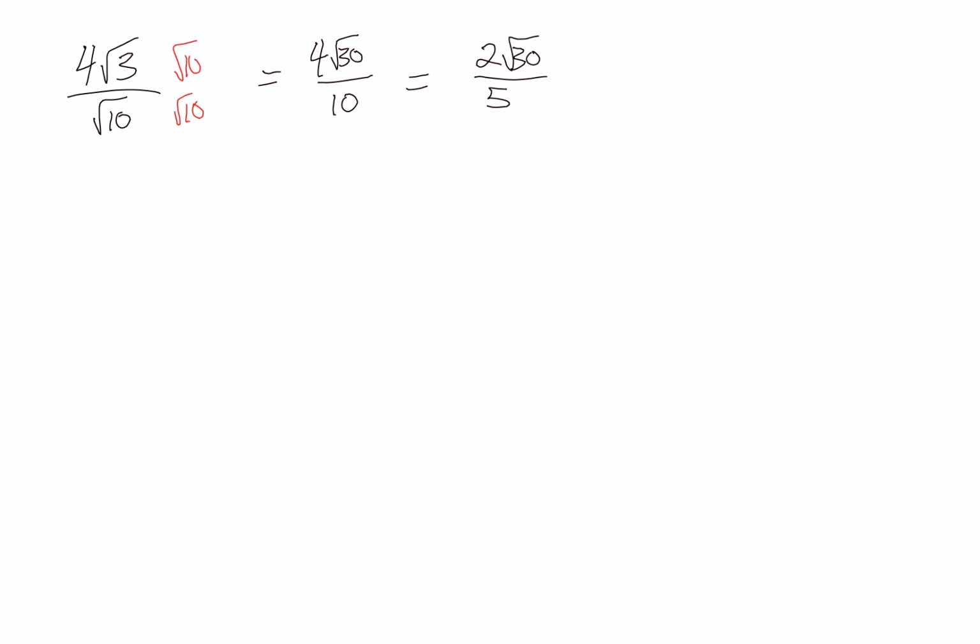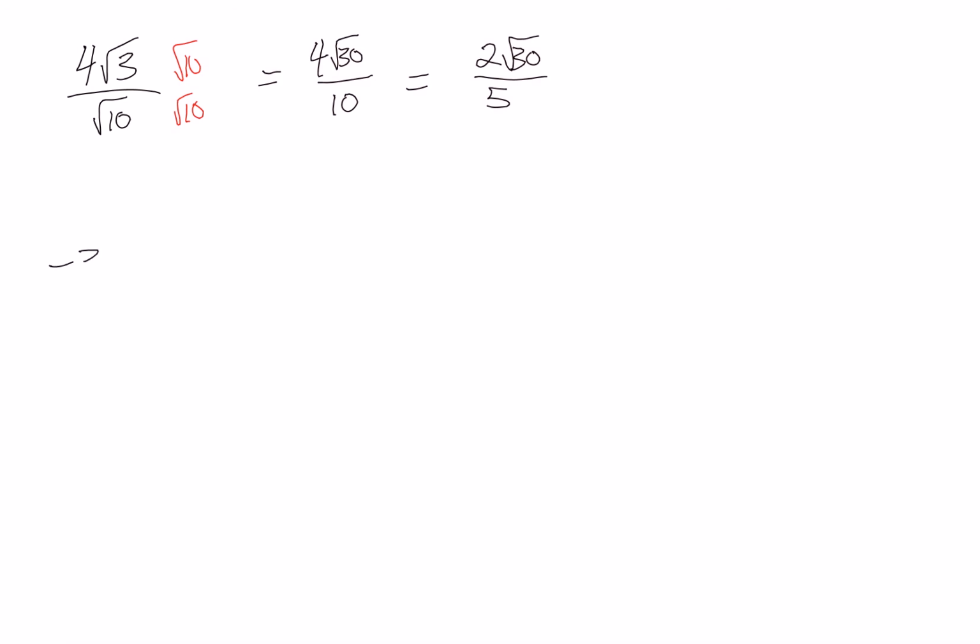Okay, so let's do a couple more examples. If I gave you 4 root 3 divided by root 10, we would times it by root 10, top and bottom. So then our fraction on the top is 4 root 30, and on the bottom we'd have just a 10. Now to simplify it, 4 over 10 will reduce to 2 over 5. And we're finished. Okay, so rationalizing, pretty basic questions. Let's do one more, a little bit harder.